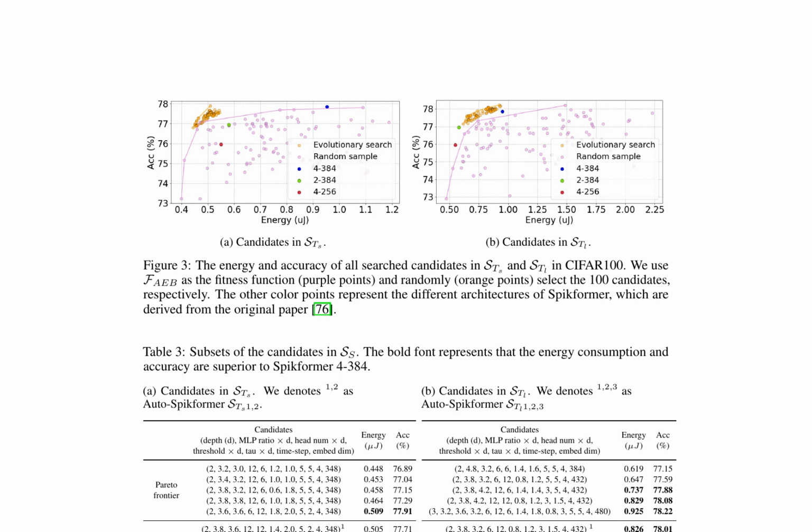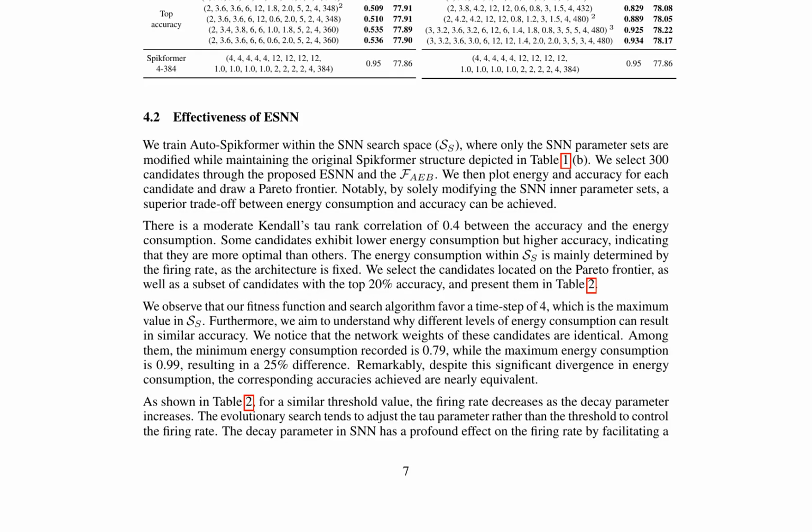In Table 3, the authors showcase a subset of candidates in STs, with bold font indicating superior energy consumption and accuracy compared to Spikformer 4384. The table details the architecture parameters, energy consumption, and accuracy for each candidate. It is observed that the energy consumption is primarily determined by the firing rate, which is influenced by the time step, threshold, and decay parameter tau. The authors note that the fitness function and search algorithm favor a time step of 4, which is the maximum value in SS.